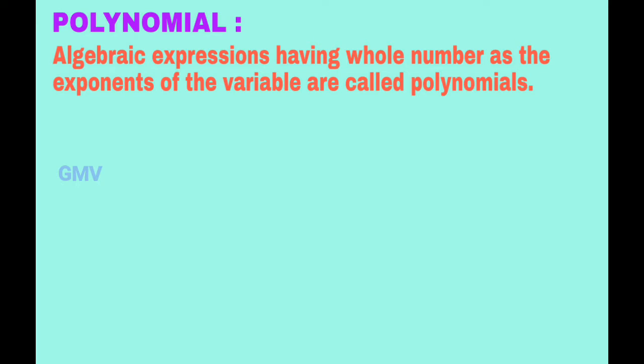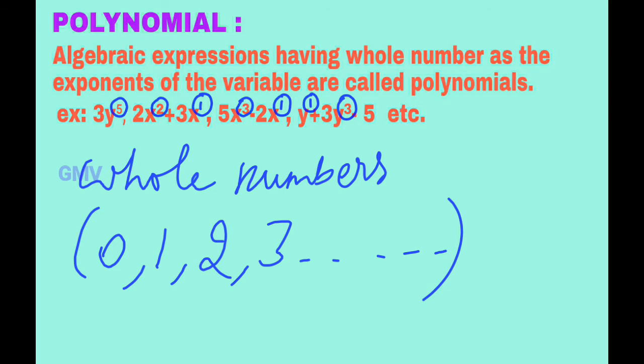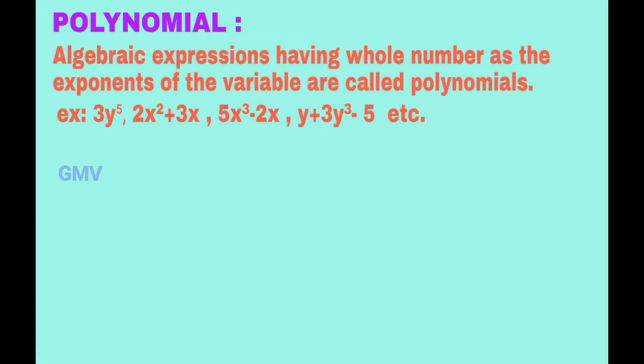An algebraic expression having whole numbers as the exponents of the variable is called a polynomial. It means if you take any algebraic expression, the powers of the variables must be whole numbers, that is 0, 1, 2, 3 and so on. If the powers of the variables are fractions or negatives, then we cannot call them polynomials. See the examples: 3y power 5, 2x square plus 3x, 5x cube minus 2x, y plus 3y cube minus 5. In all these examples, the powers of the variables are whole numbers. They are not negatives or fractions.